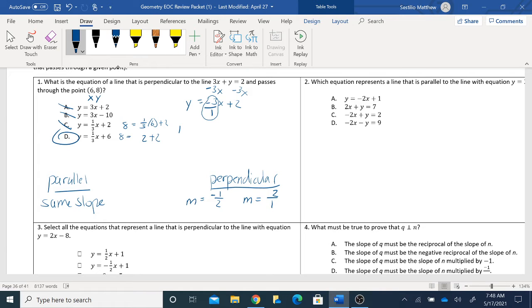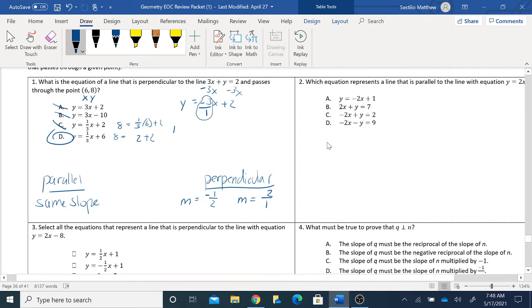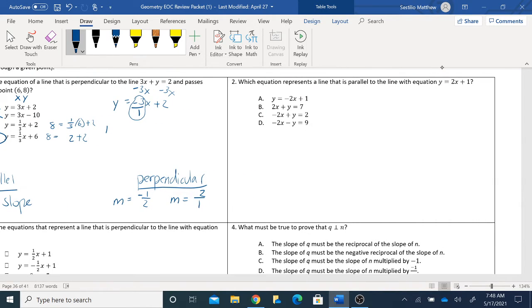Number 2, which equation represents a line that is parallel? Okay, well, we know that the slope is 2/1, so we're looking for slopes of 2/1. This is y equals -2, so that's not it. This one we got to write in y equals mx plus b, so if we subtract the 2x, this would be y equals -2x plus 7. That's not it. If I add the 2x, this would be y equals 2x plus 2. So this one works.